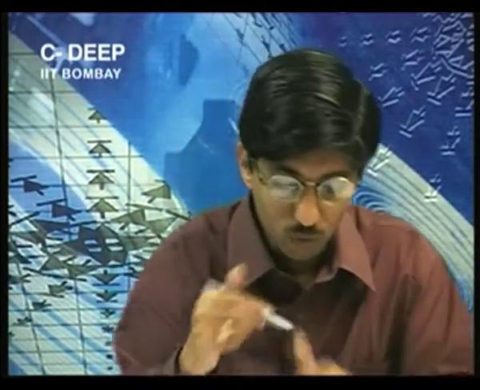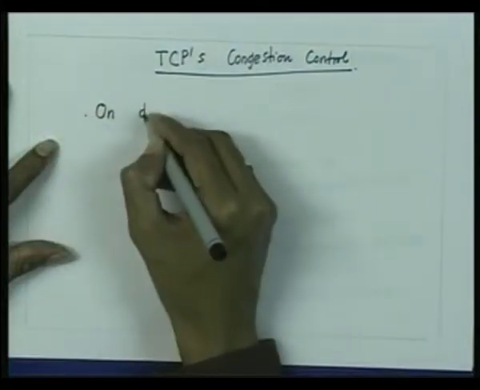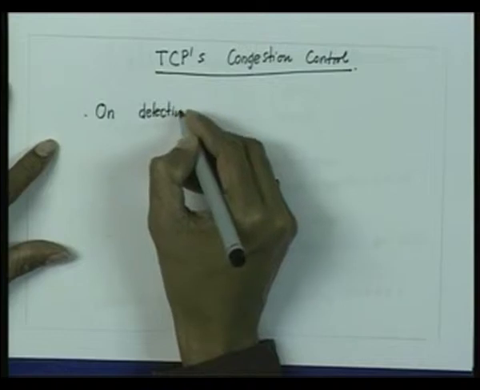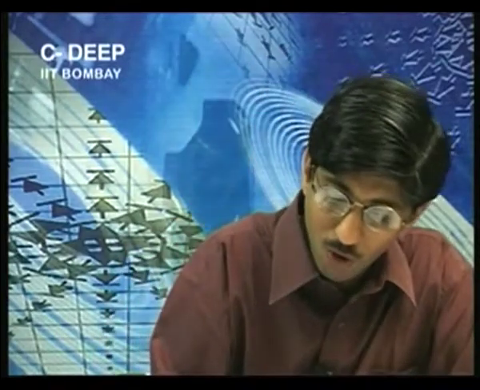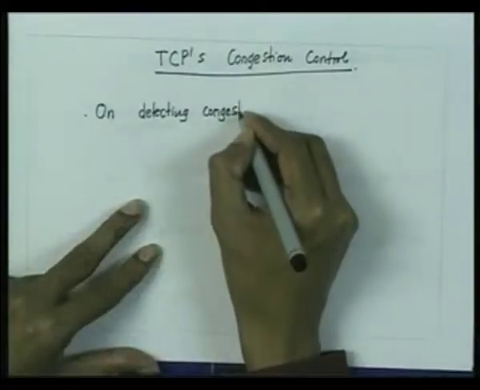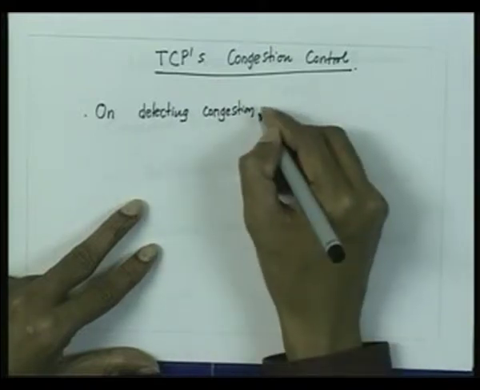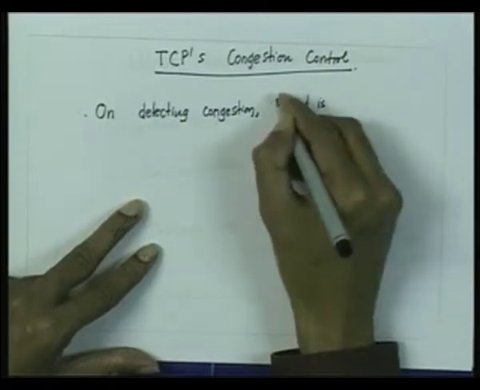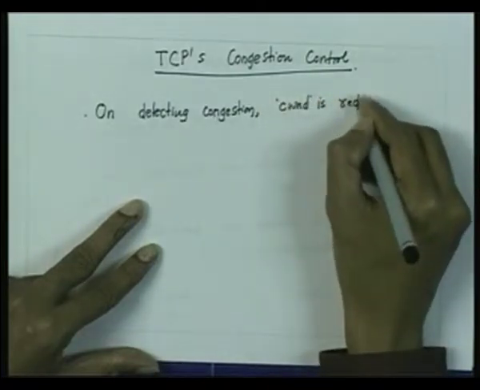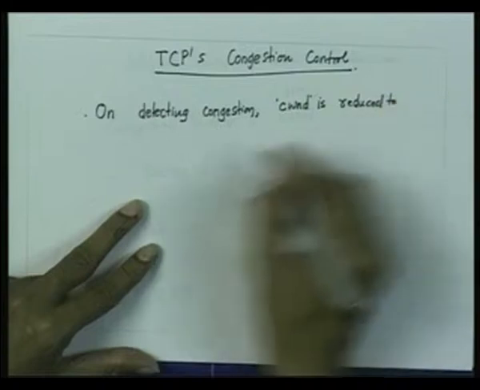So what happens in the TCP is that on detecting congestion, and how exactly it detects the congestion I will explain briefly later, but suppose the TCP has detected congestion, then the congestion window size, that is the CWND, is actually reduced. The CWND is reduced to half of its value.